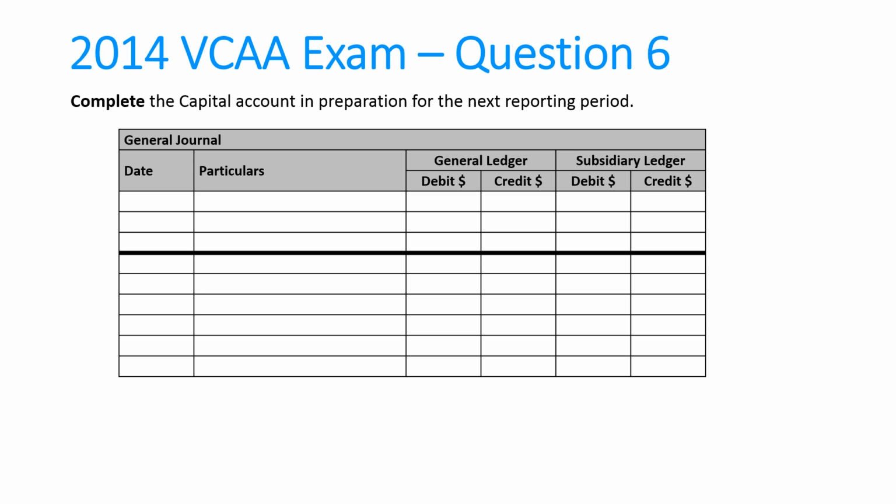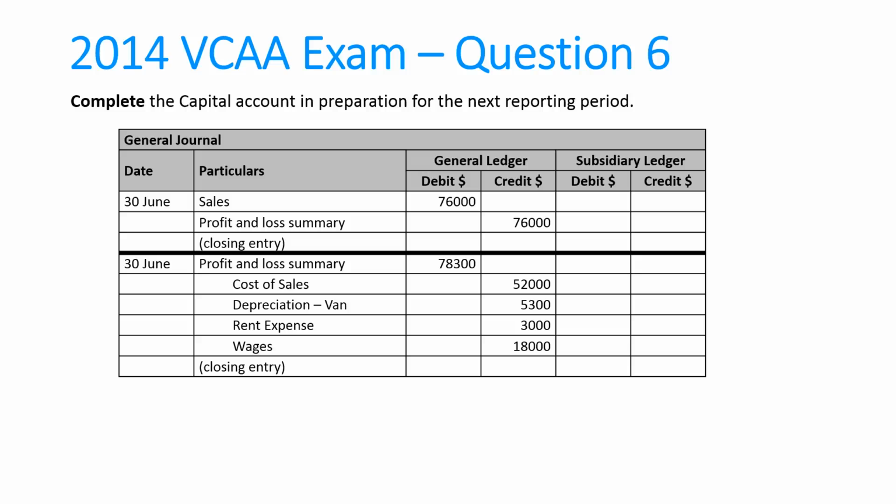So what do we mean by you were given the information already? Well, you were asked to complete the capital account, but you were given already two entries. One recording all the revenues for the period, so you can see there they had sales of 76,000, and then the second one you were given was all the expenses for the period. And we can see for both of these they've been closed to the profit and loss summary. So the revenues have been closed to profit and loss summary on the credit side, and then the expenses have been closed on the debit side.